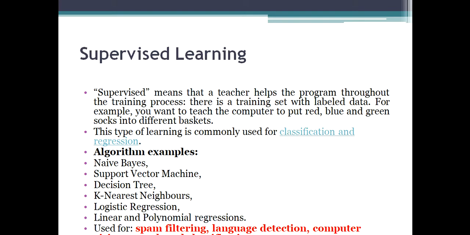The famous ones are naive Bayes, support vector machine, decision tree, K nearest neighbors, logistic regression, linear and polynomial regressions. And we use supervised learning for spam filtering, spam mail. We try to filter out the spam mails. Then language detection, different language detection. Then we have computer vision, search and classification. These are the actual applications of supervised learning.